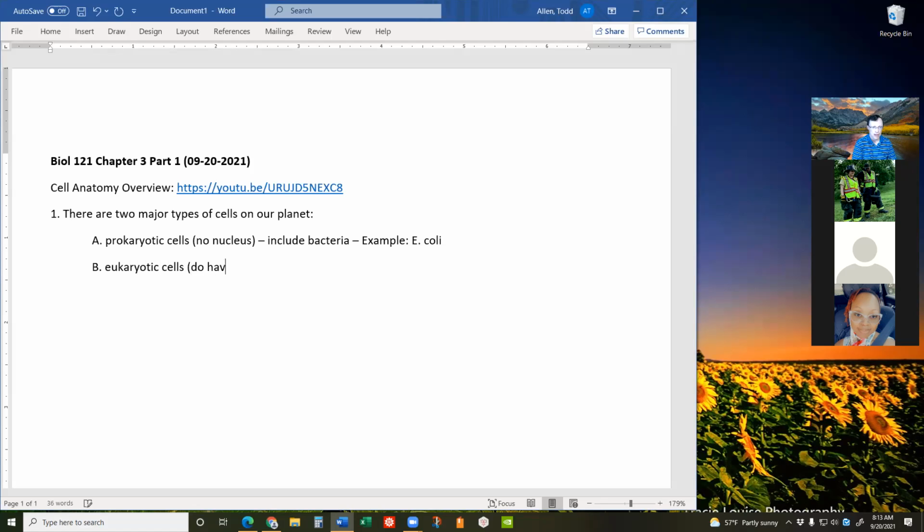These do have a nucleus. I'll just say it this way: nucleus present. This would include plant and animal cells. Okay, obviously the example that we're thinking about are cells of the human body.